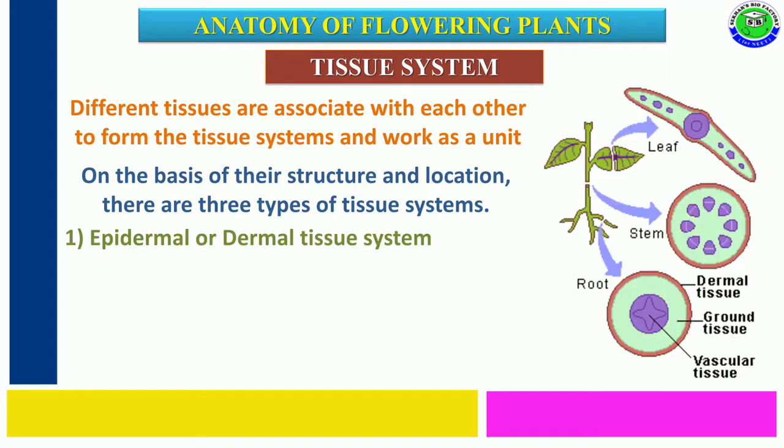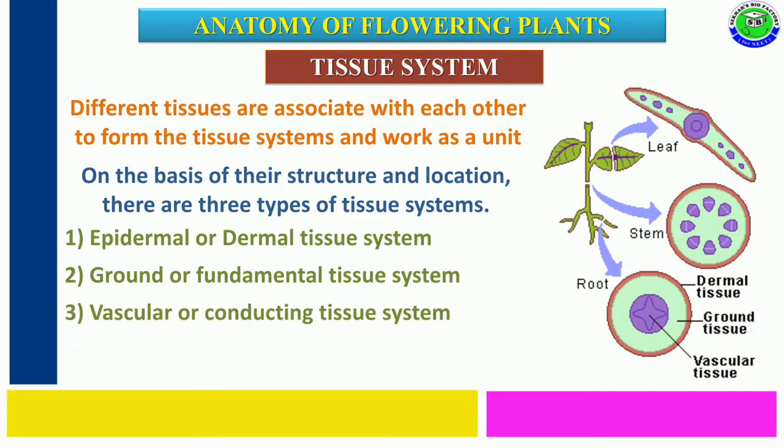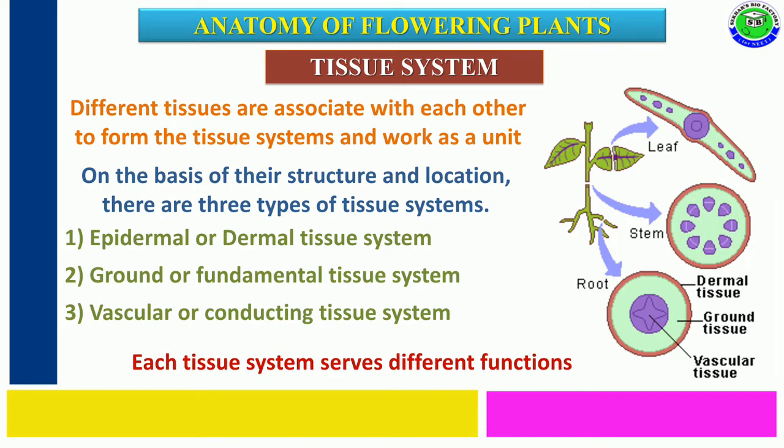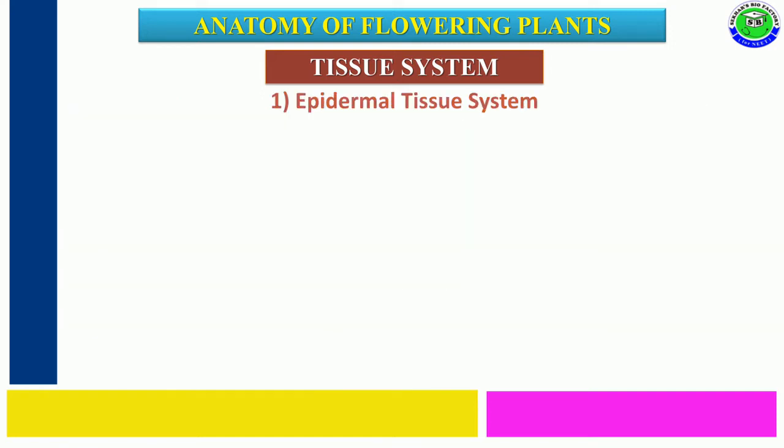In this, the first one is epidermal tissue system or dermal tissue system. The second type is ground tissue system or fundamental tissue system. And the third type is vascular tissue system or conducting tissue system. And all these tissue systems present in the plant body perform different functions. The first type is epidermal tissue system.